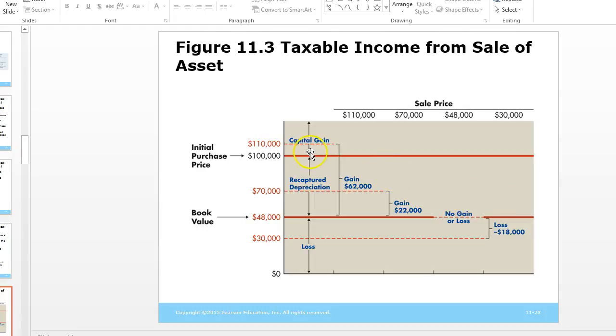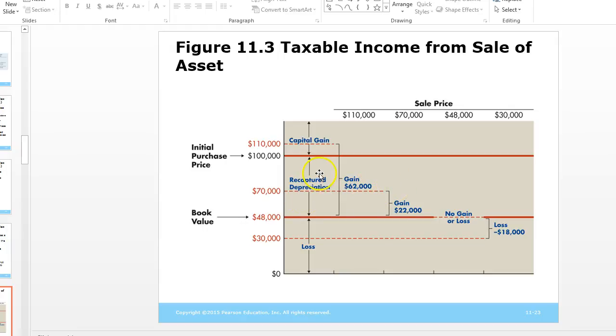Slide 23 is excellent. They show you if you make an initial purchase of $100,000 and you sell something for $110,000, you're going to have a capital gain, of course, of that difference of $10,000. Obviously, if the initial purchase price was $100,000 and you sold it for $110,000, as I said, you have $10,000 in capital gains.